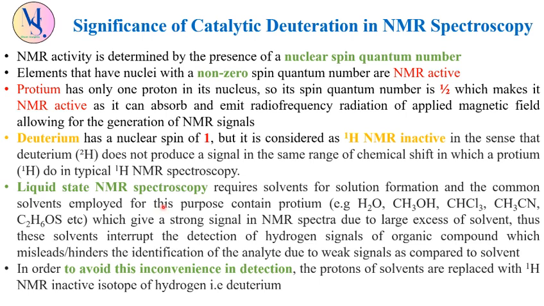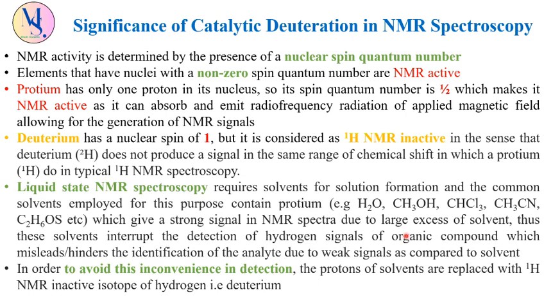Liquid state NMR spectroscopy requires solvents for the solution formation, and the common solvents which are used for this purpose contain protium, for example, water, methanol, chloroform, acetonitrile, and dimethyl sulfoxide. They all contain protons, which is NMR active, and it gives a very strong signal in NMR spectra due to presence of large excess of solvent.